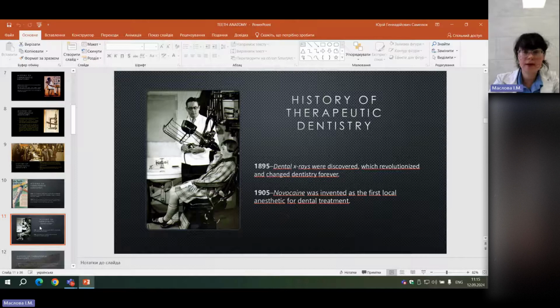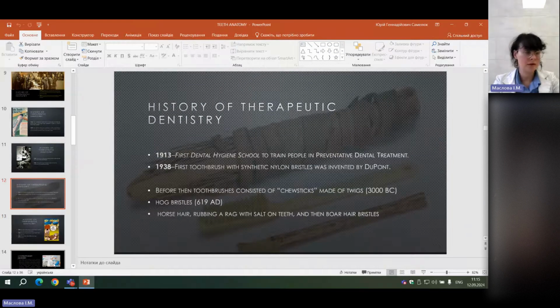1905, Novocaine was invented as the first local anesthetic for dental treatment. And Novocaine is something some dentists can use today.